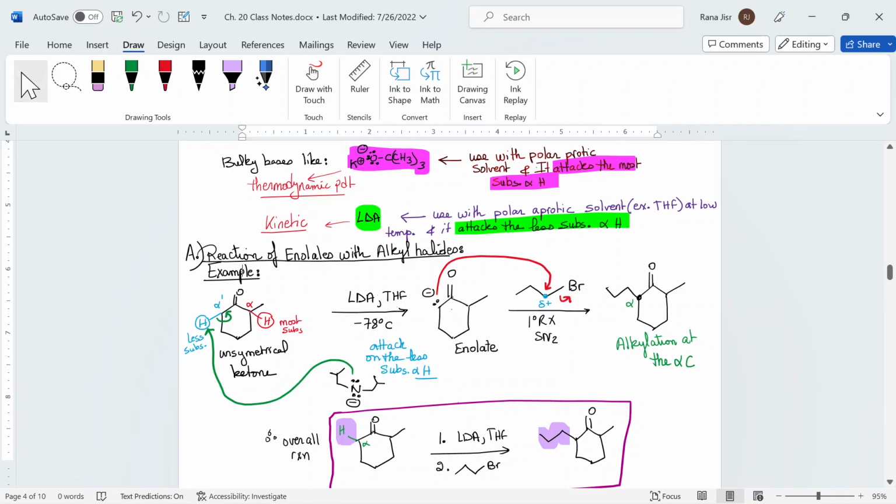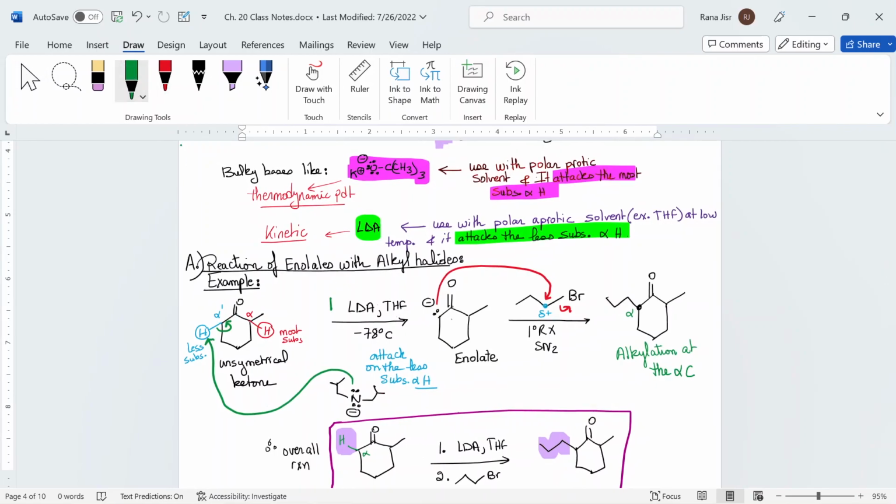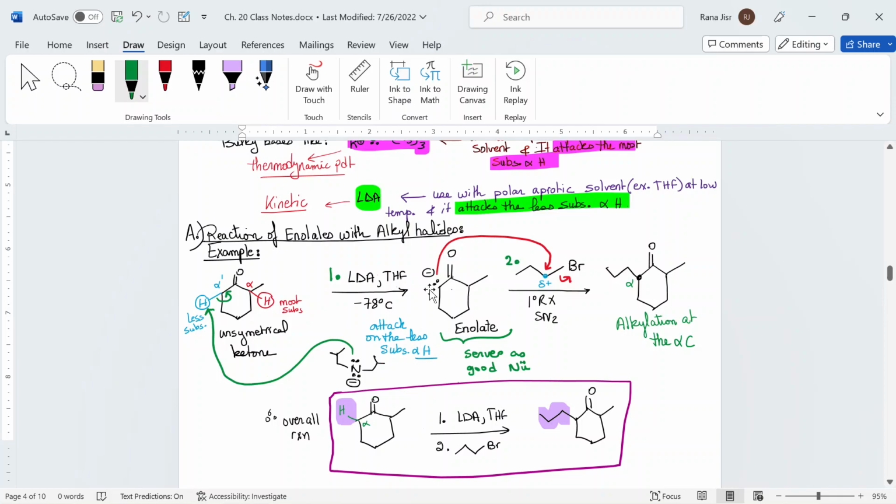The enolate ion will undergo resonance. I am not showing the resonance here because the reaction has a continuation. This is the first step of the reaction over here, and this is the second step. The continuation is that the enolate now, it's going to serve as a very good nucleophile. Why it's a good nucleophile? It's a good nucleophile because it is a negative charge. This is a strong nucleophile.